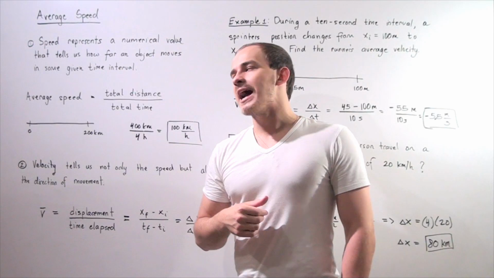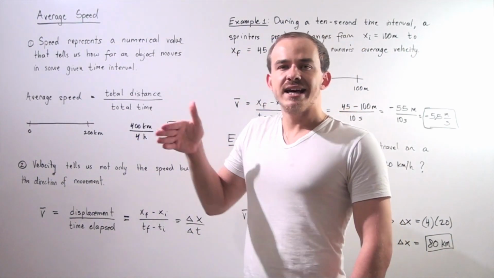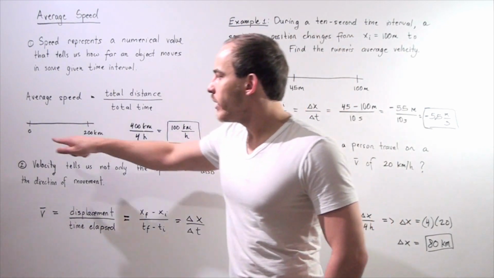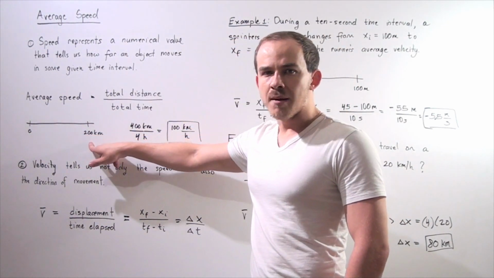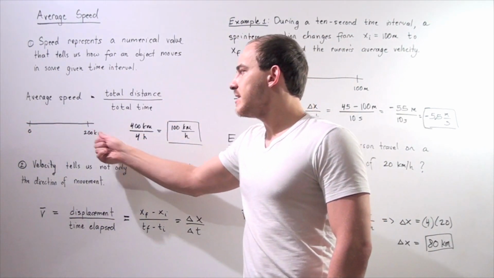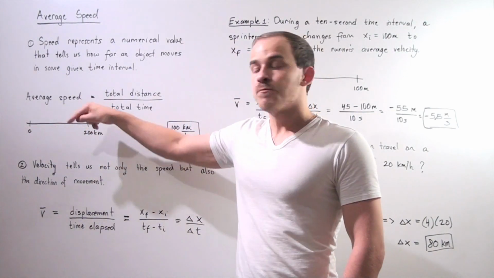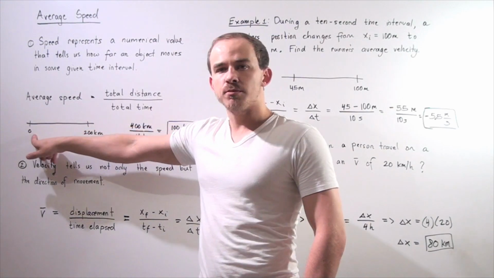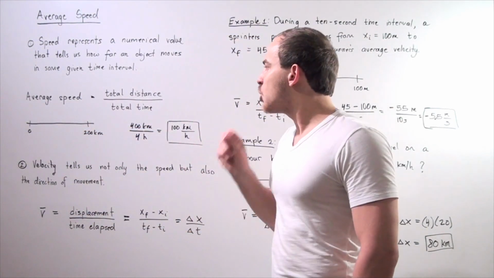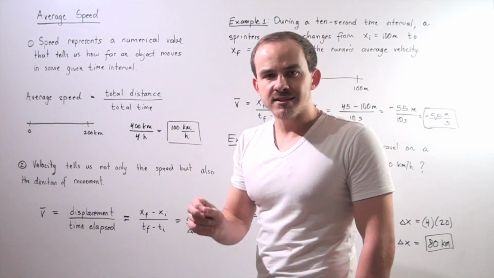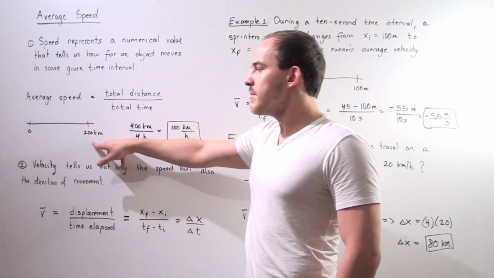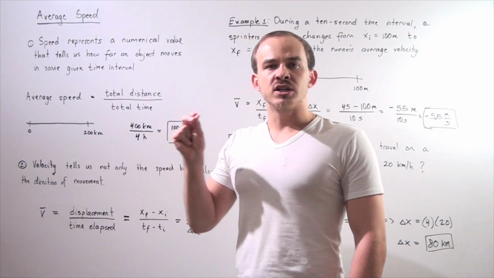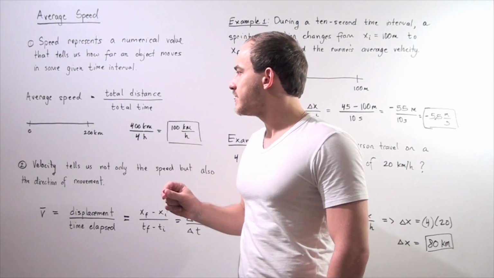So let's do a quick calculation. Let's suppose we get into a car and we move along the x-axis from some point 0 to 200 kilometers along the x-axis in the positive direction. And then we turn around and we move backward to our initial point. So what is our total distance? Well, the total distance is 200 kilometers plus 200 kilometers backward. So 400 kilometers is our total distance.